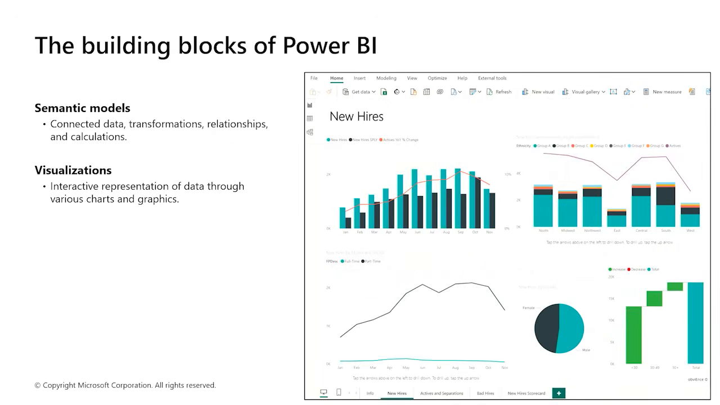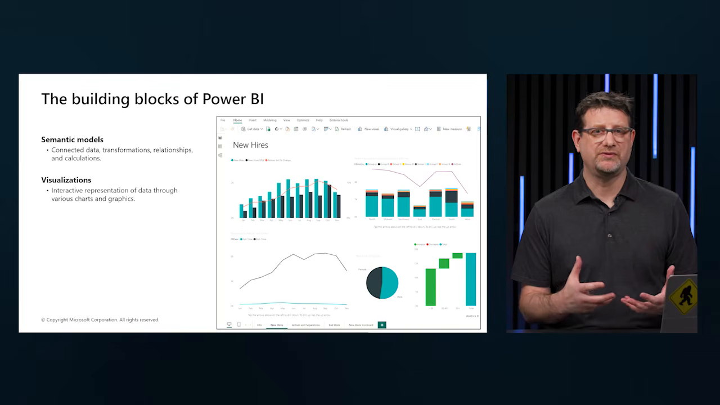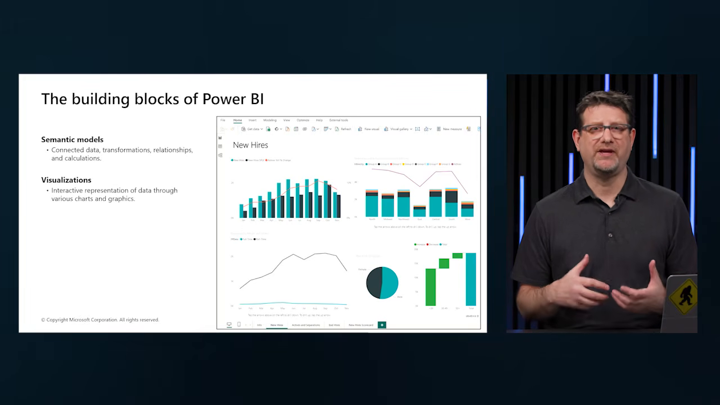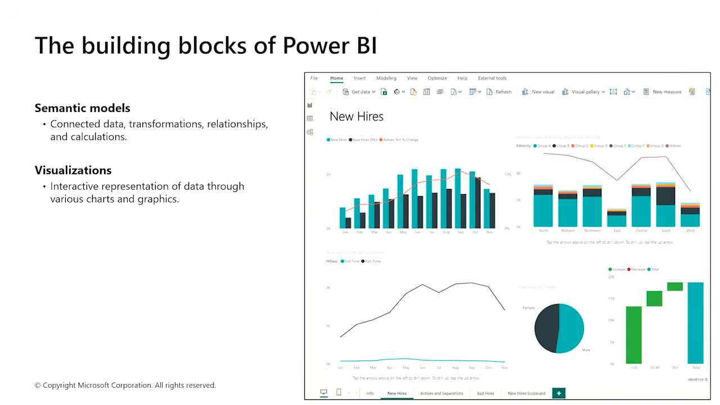The building blocks of Power BI are semantic models and visualizations. Create a semantic model and then use visuals to build a report. Let's explore these items in more detail and how they relate to the flow of Power BI. A semantic model consists of all connected data, transformations, relationships, and calculations. To follow the flow of Power BI, you first connect to data and then transform it and create relationships and calculations, and that is our semantic model.